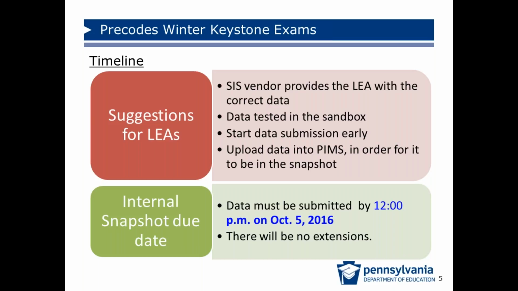At noon, PIMS will shut down temporarily to take an internal snapshot, and once that internal snapshot is taken and the system's reopened, any data updated after the snapshot date will not be available in the DRC system. This means while PIMS is shut down to take the internal snapshot, data can no longer be uploaded. Because this is an internal snapshot, data is frozen in time and extensions can't be granted.